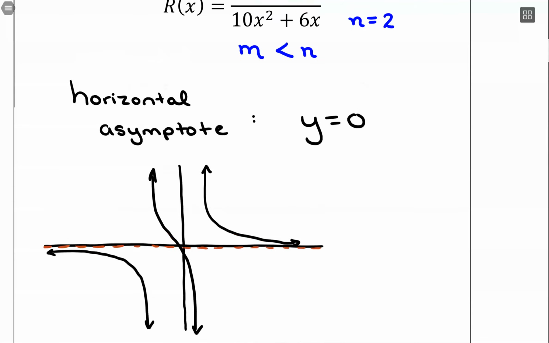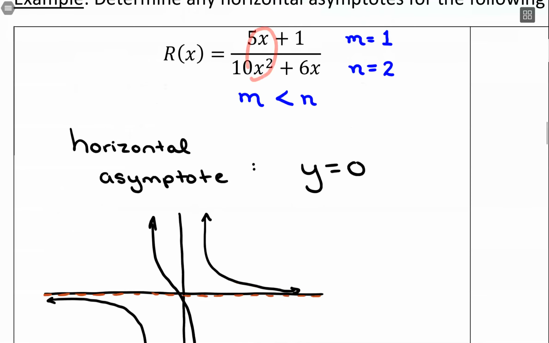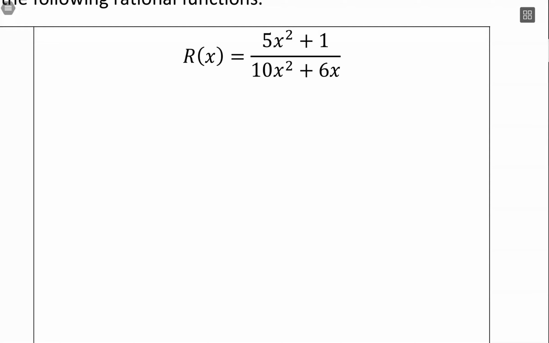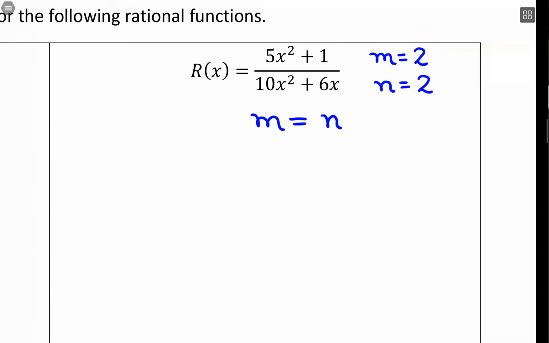All right, so there's our first scenario. Just comparing the exponents on x of our leading terms for those polynomials, if the numerator is smaller than the denominator, it's just y = 0. Now this next case, we're just changing this a teeny tiny bit. For our numerator, now we have x squared, so now this is degree 2, and for the denominator, that didn't change at all, so that's still degree 2. If we compare our two values, they're equal to each other. So this is our second case.